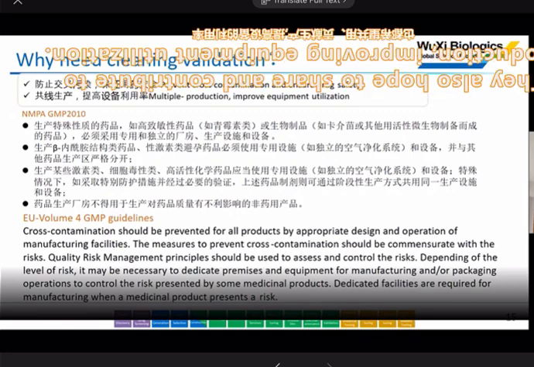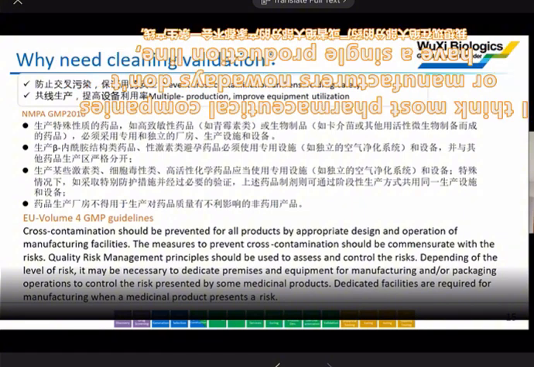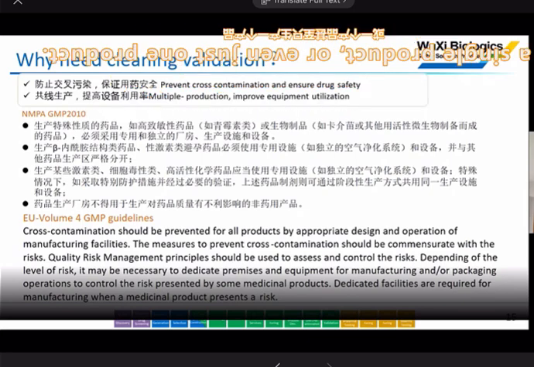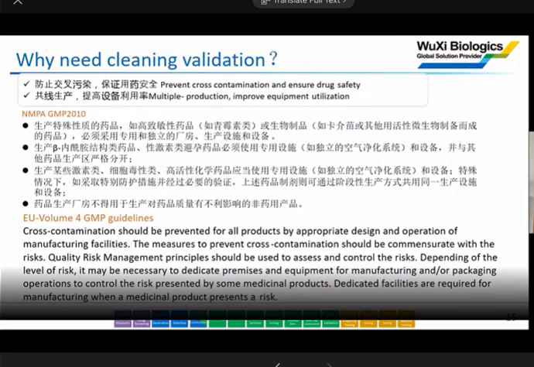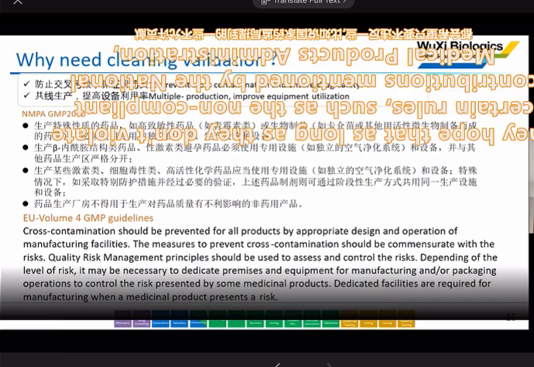Next, let's talk about regulations regarding cleanliness verification and some requirements in this regard. Why is cleaning verification necessary? I think there are probably two reasons. First, prevent cross-contamination to ensure safety during use. Additionally, we hope that many producers can share production and improve equipment utilization.